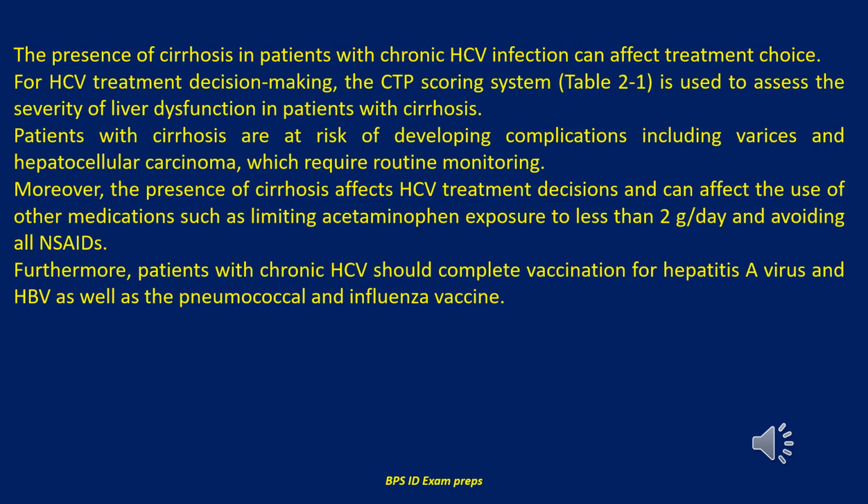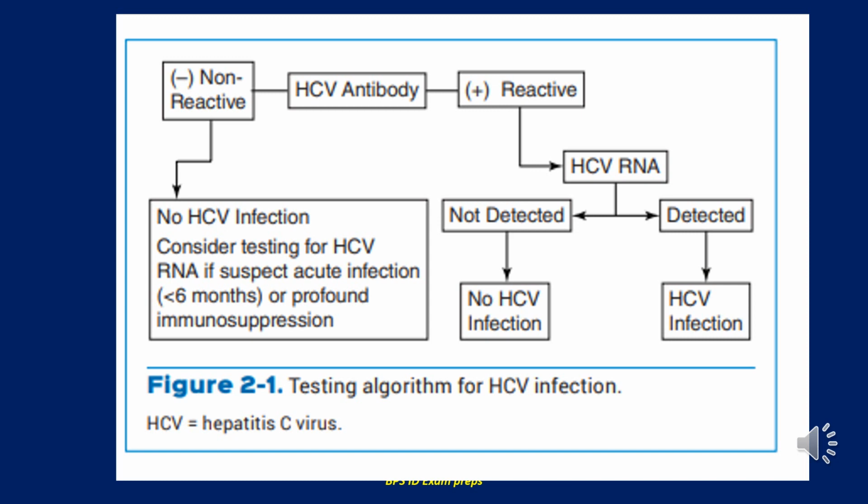monitoring. Moreover, the presence of cirrhosis affects HCV treatment decisions and can affect the use of other medications, such as limiting acetaminophen exposure to less than 2 grams per day and avoiding all NSAIDs. Furthermore, patients with chronic HCV should complete vaccination for hepatitis A virus and HBV as well as the pneumococcal and influenza vaccine. Pause the video and carefully scrutinize Figure 2-1 summarizing the testing algorithm for HCV infection.